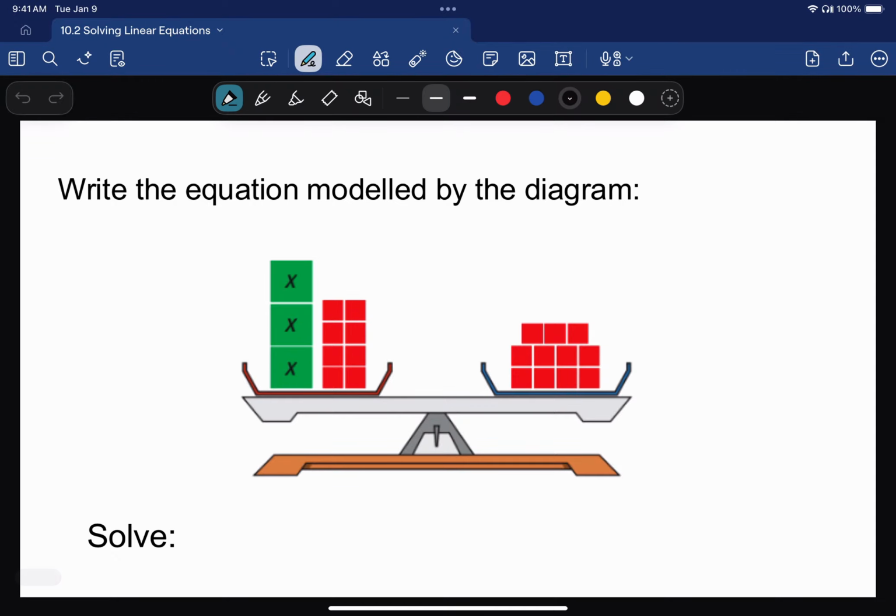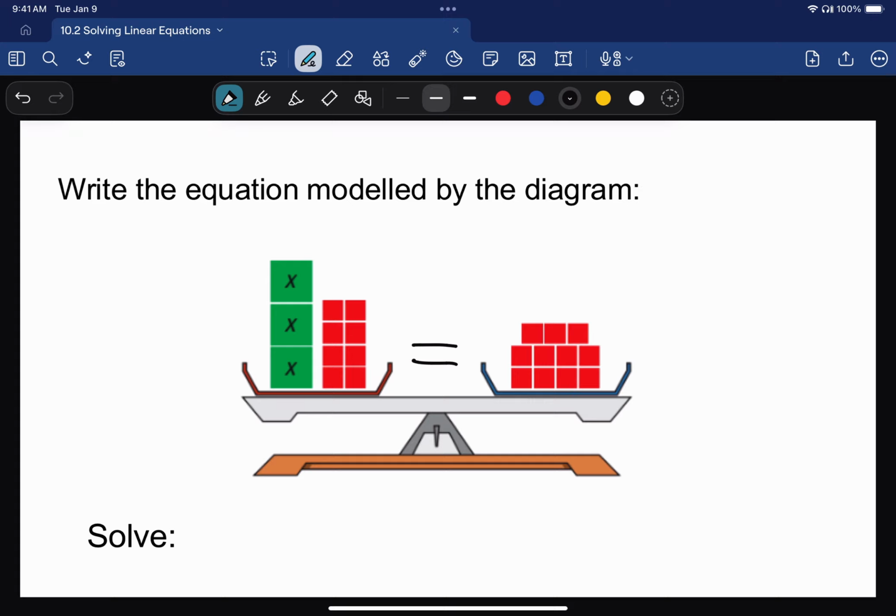So first thing here, we can see the scale. Now the scale is a visual representation of two equal sides. It's almost like there's an equal sign here because these are balancing, which means they're equal. The weight on each side is equal. So it's sort of a visual way to represent an equation. So we can put our equal sign in the middle.